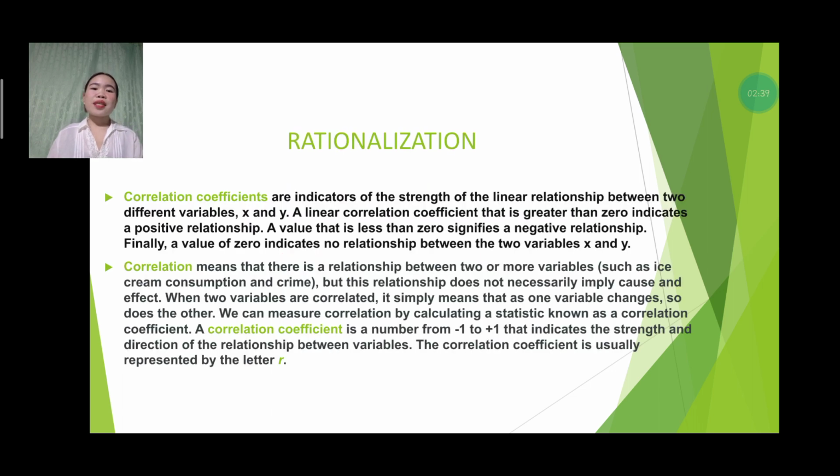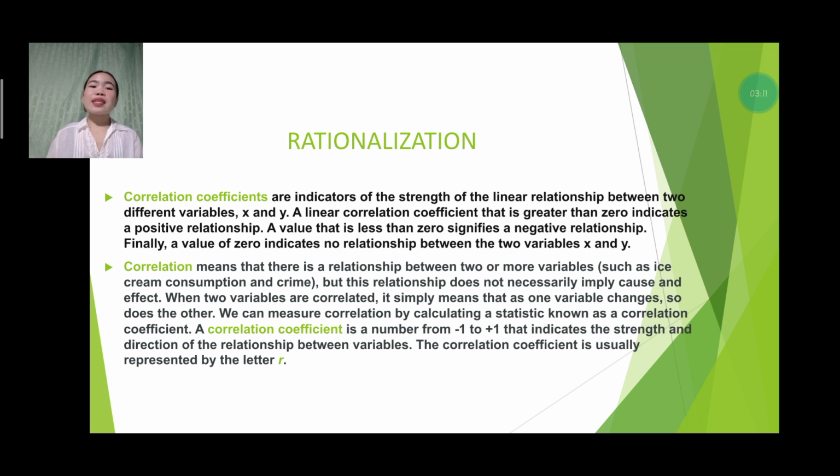For our rationalization, correlation coefficients are indicators of the strength of a linear relationship between two different variables, the x and y variables. A linear correlation coefficient that is greater than 0 indicates a positive relationship. A value that is less than 0 signifies a negative relationship. Finally, a value of 0 indicates no relationship between the two variables x and y.